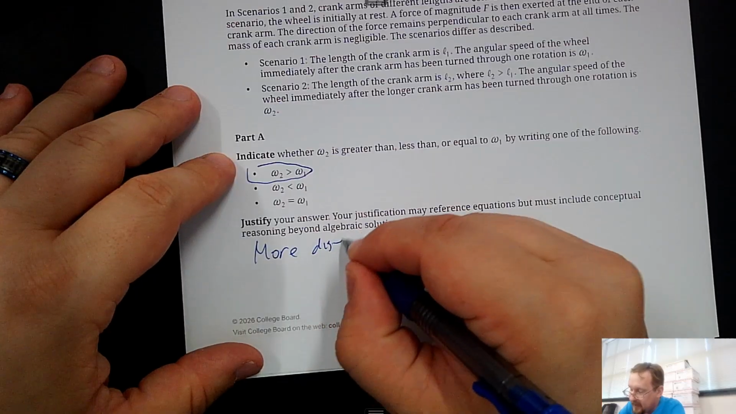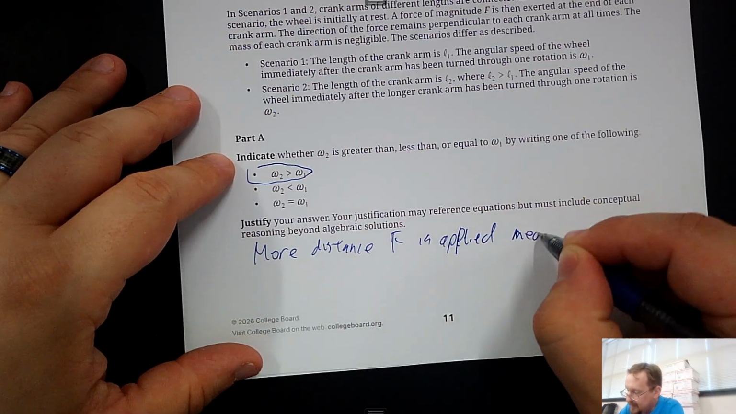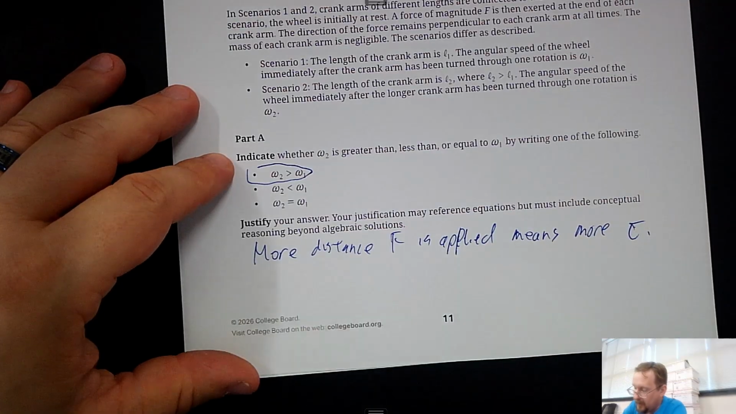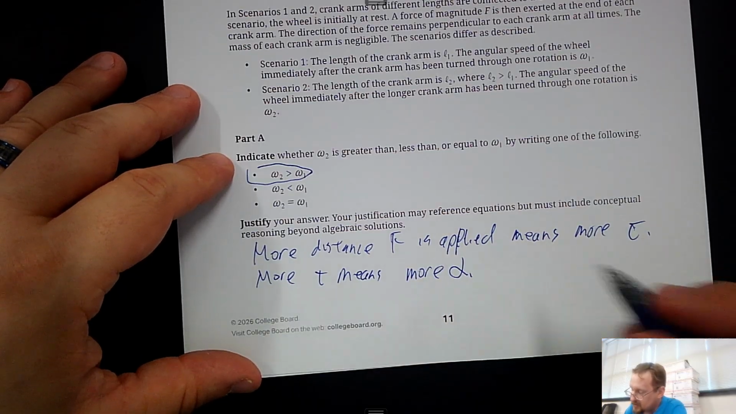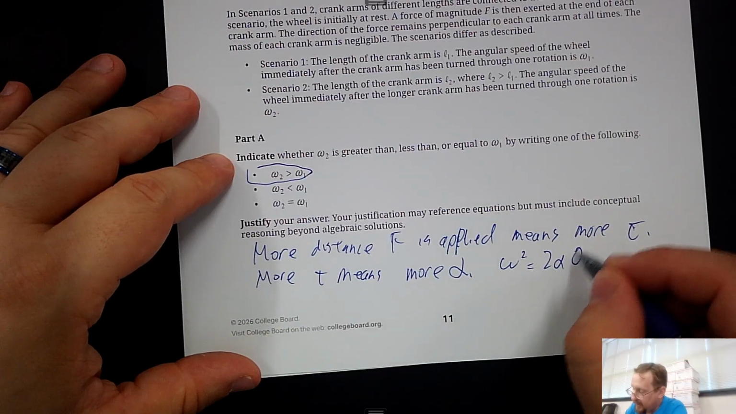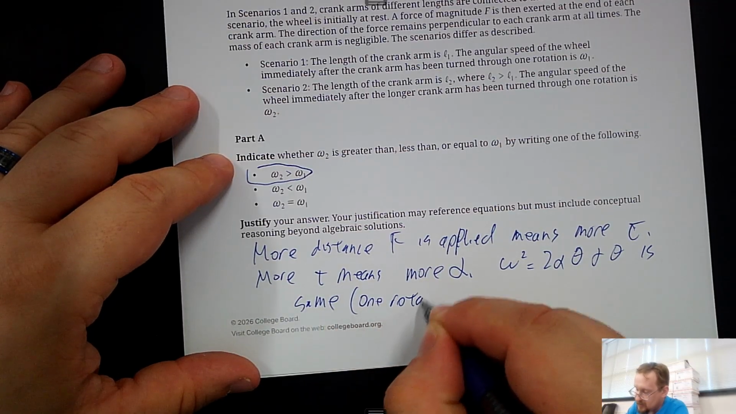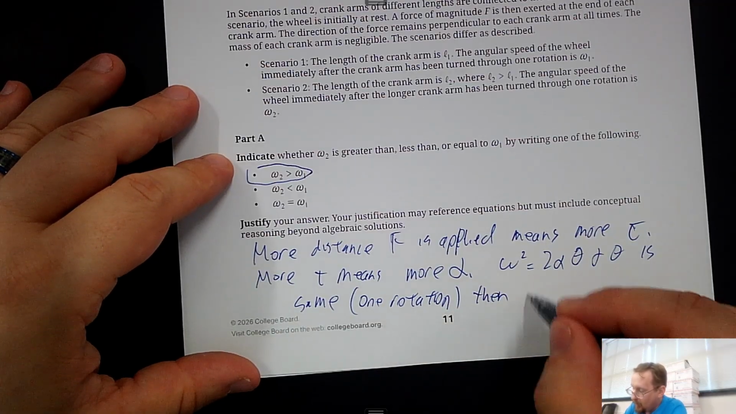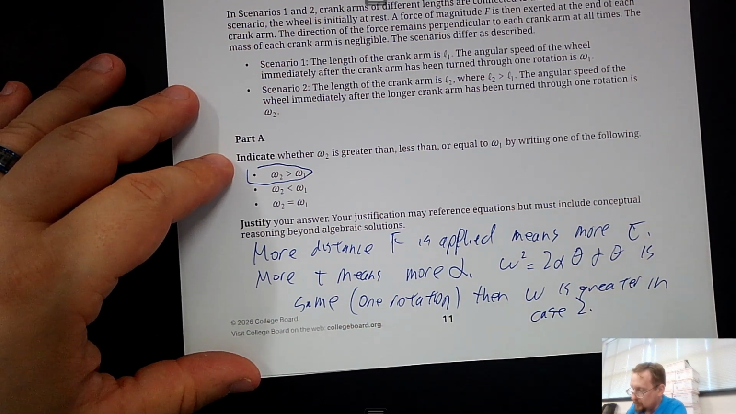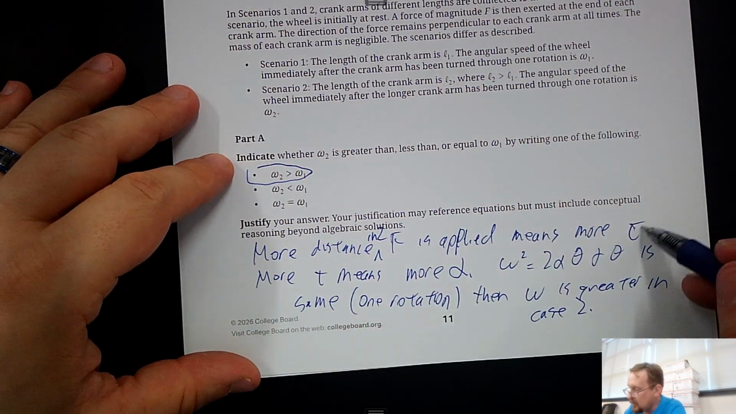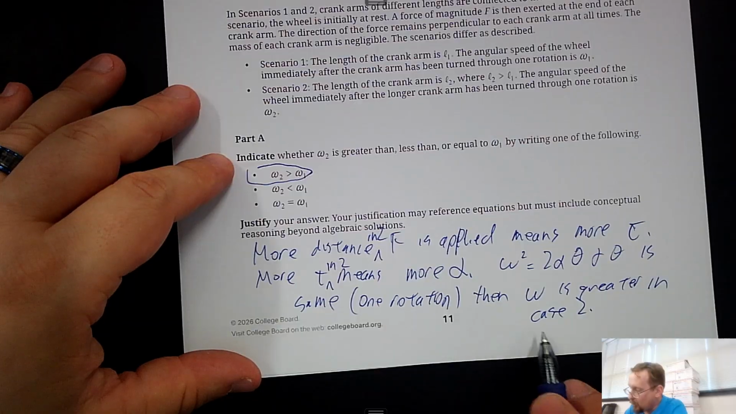More distance the force is applied means more torque, right? Okay, more torque means more angular acceleration. And if omega squared equals 2 alpha theta, and the theta is the same, right? One rotation, okay? Then the omega is greater in case 2. Okay, more distance in case 2. So more torque in case 2 is what I mean to say. It means more alpha, okay? So omega is greater in case 2.